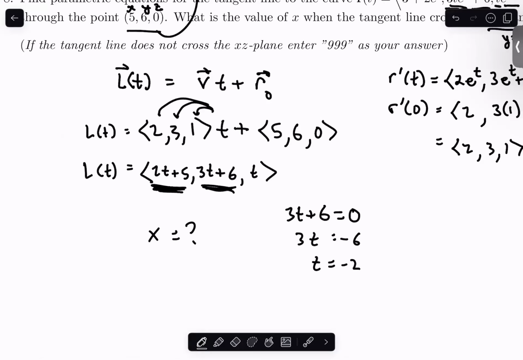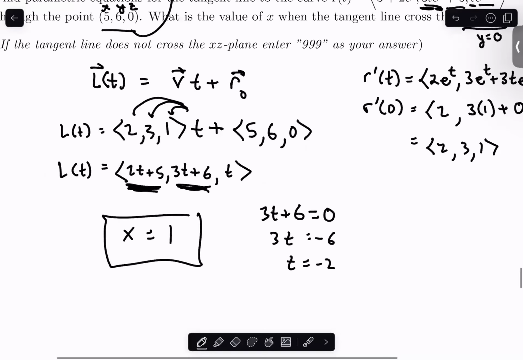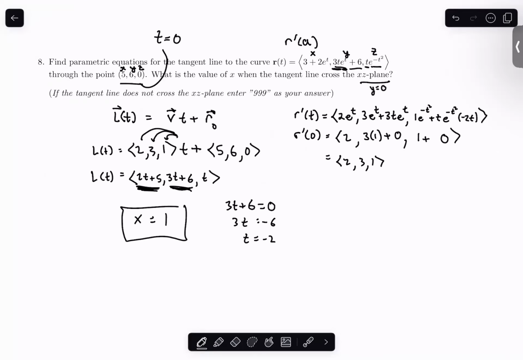Now it asks, what is the value of x when we're crossing here? So, okay, we have this good t value, and we could plug that in, and we're going to get what? X is equal to -4 plus 5. So x is going to be equal to 1. So the final answer, the thing that I would input into D2L, if this was a test question, would be x equals 1.